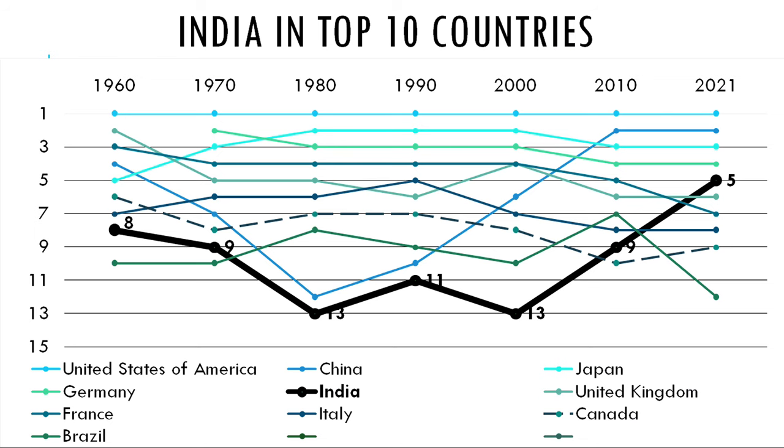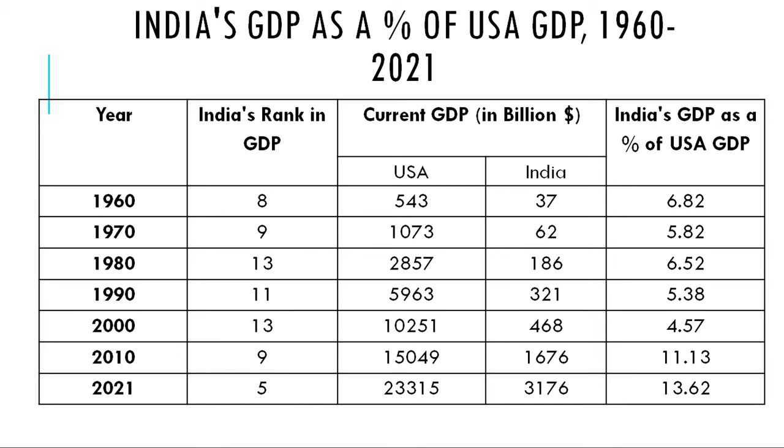Look at this, I am giving you another table here. In this table I have 5 columns. In the first column, the year is mentioned, India's rank is given in the second column, and in the third column the current GDP is given. Then the USA's current GDP is given in terms of billions of dollars, and India's GDP is also given. Look at this. In 1960, what was the GDP of India?